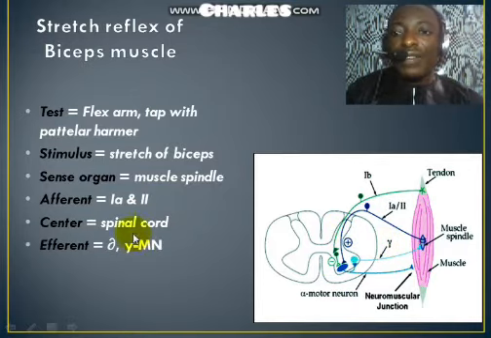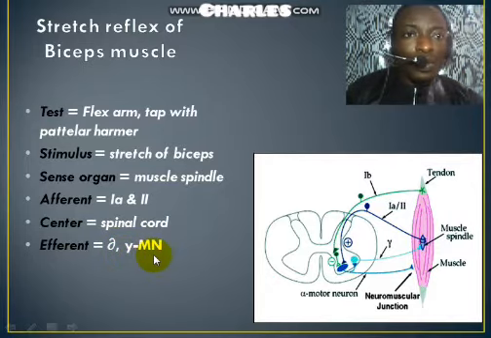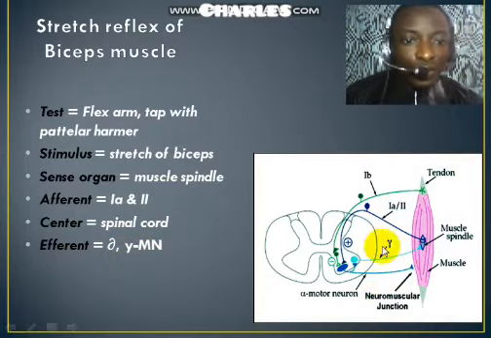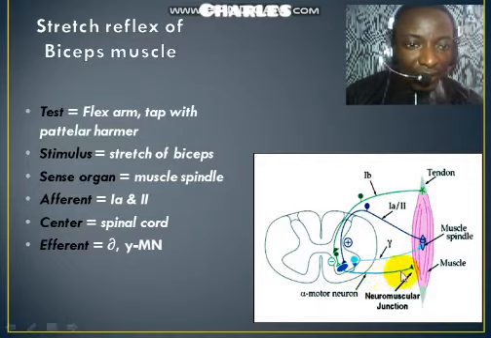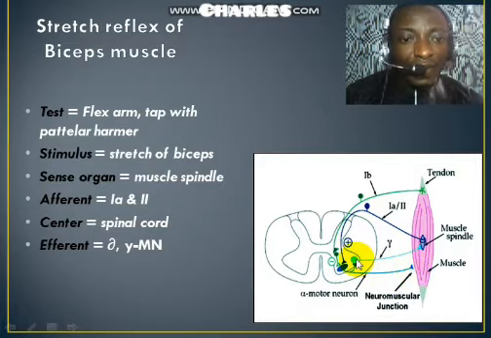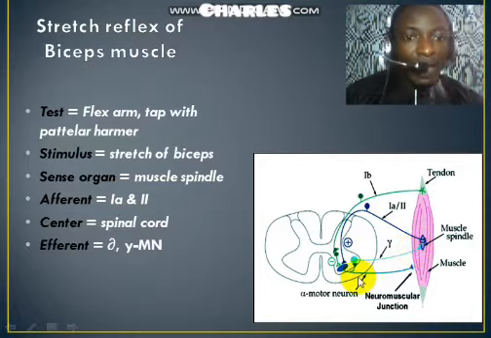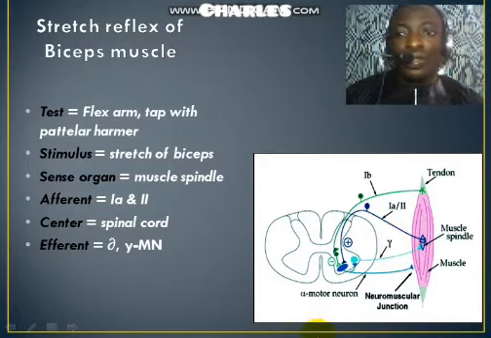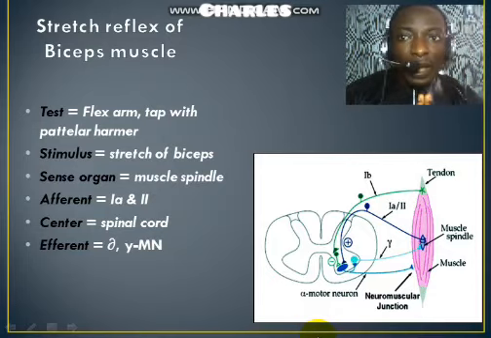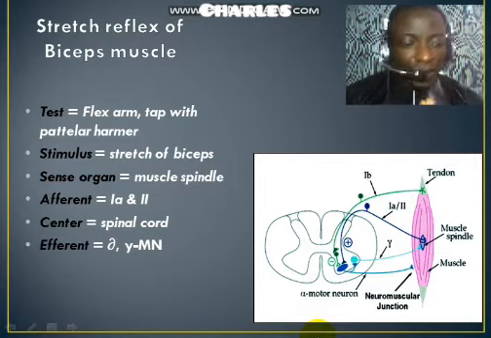Now, the efferent neurons are the alpha and the gamma motor neurons. This neuron here represents the alpha motor neuron. It is written down here, alpha motor neuron. Whereas this one here represents the gamma motor neuron. Both the alpha and the gamma motor neurons constitute the efferent neuron of the stretch reflex of the biceps muscle. Hope that is clear.